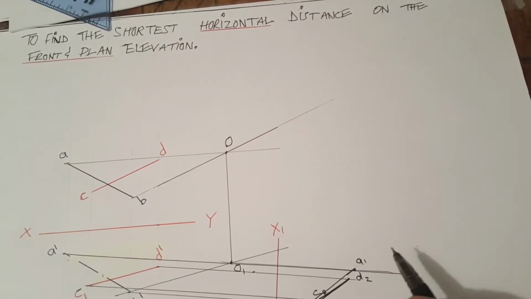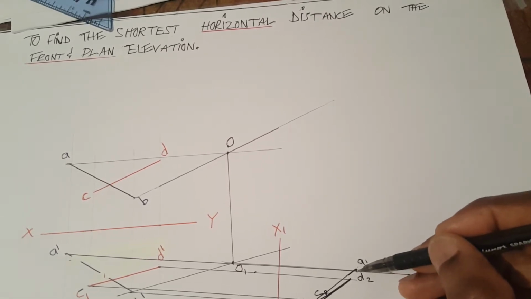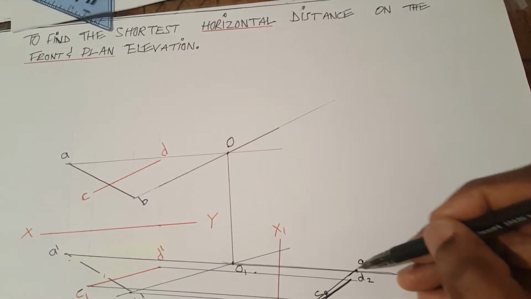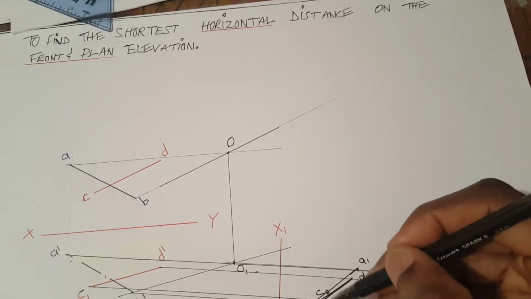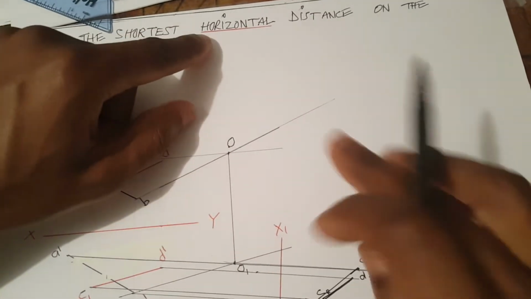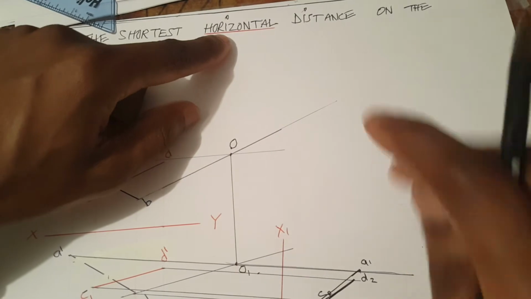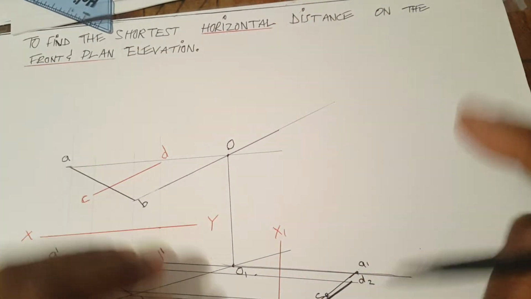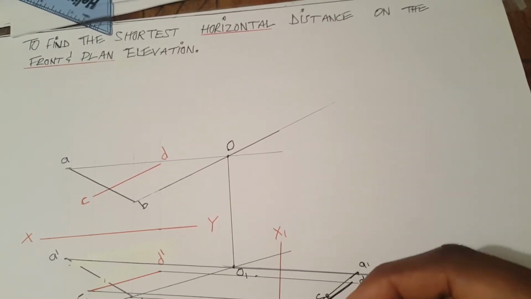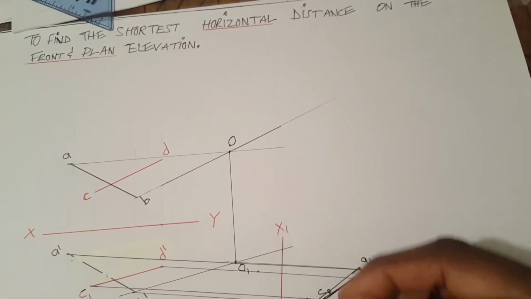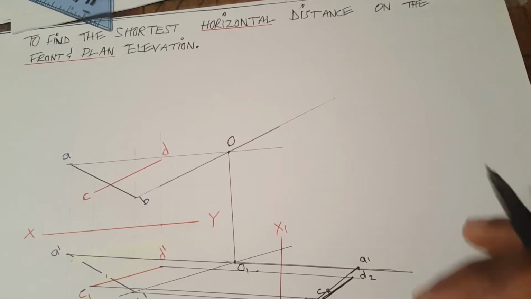So my next step now, if you're trying to find the closest or shortest possible distance, you would draw a perpendicular line to these parallel lines. But because we want the shortest horizontal distance, we must produce these points parallel to the auxiliary inclined plane. So the technique here is different.